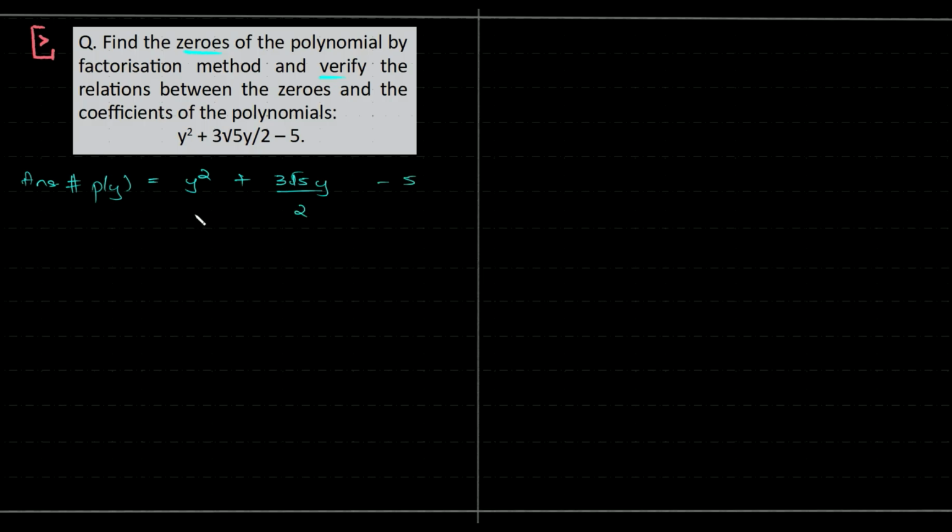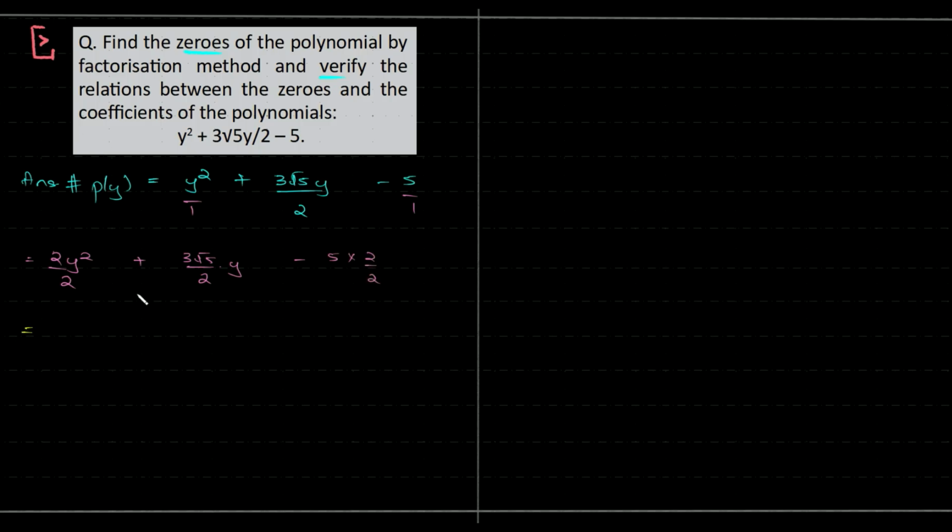So what should we do? Take the LCM, is it not? So between 1, 2 and 1, LCM is 2, right? So let's convert the above expression so that it holds 2 everywhere. So we have 2 by 2 y squared, then we have plus 3 root 5 by 2 into y minus 5 into 2 by 2.